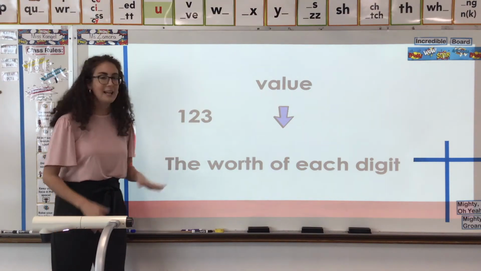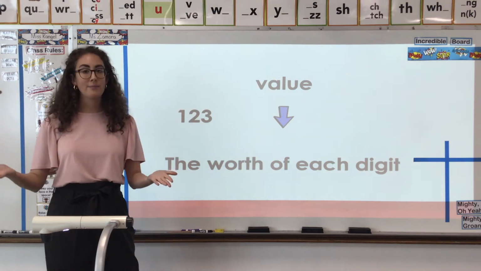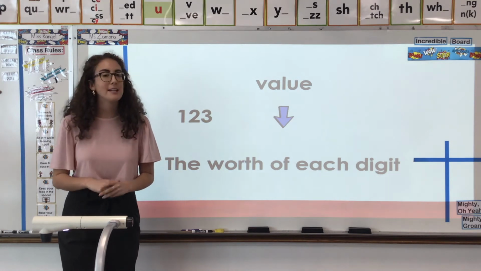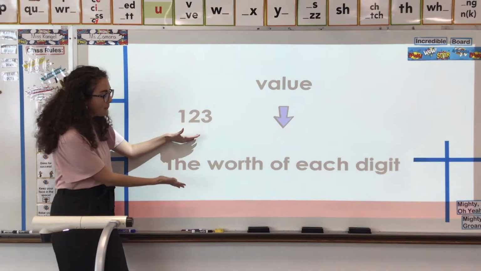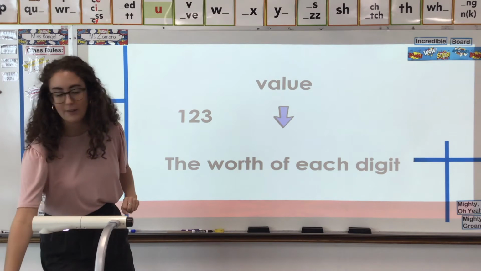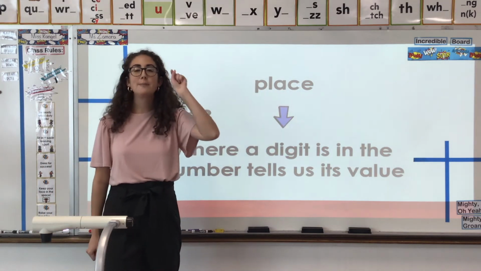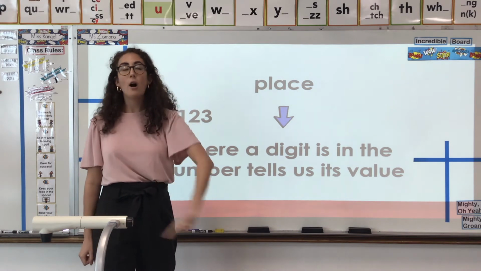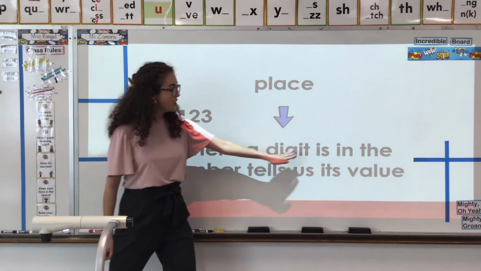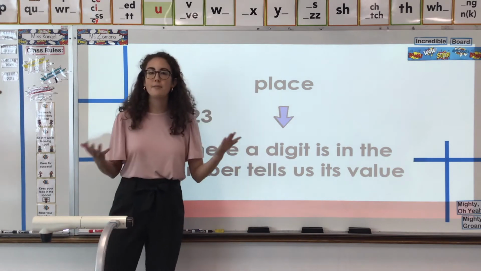So each digit has its own value. It's worth different amounts. And we know why that's the case. Digits have different value. They're worth different amounts because they are in different places. So we've talked about digit, value, and it all has to do with place. Where a digit is in the number tells us its value.